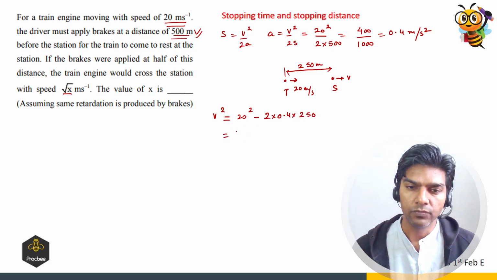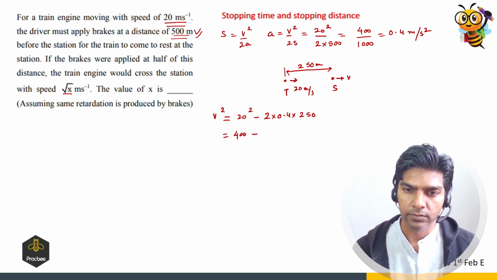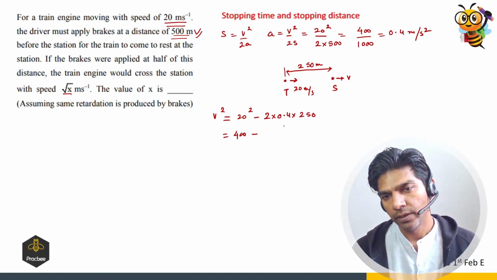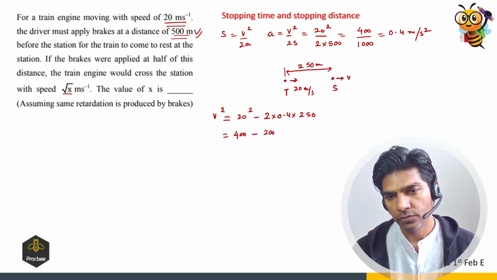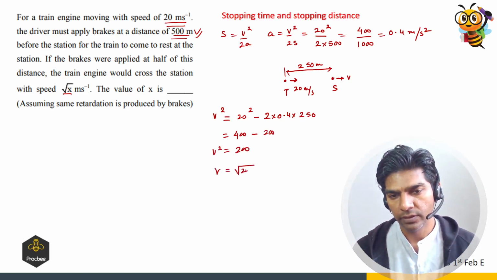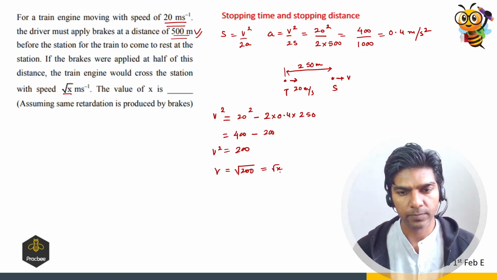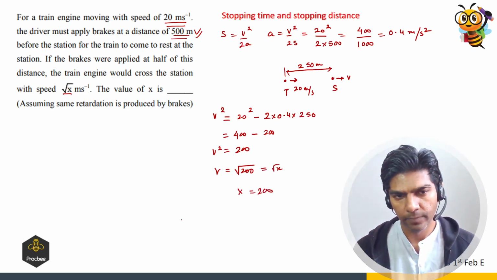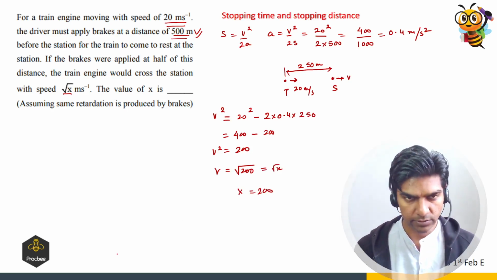So it will be 400 minus 0.8 times 250. So 8 times 25 will be 200. So this comes out to be 200 and v square is 200. So v is root 200 and this is given as root of x. So x is nothing but 200, right? So 200 is the answer.